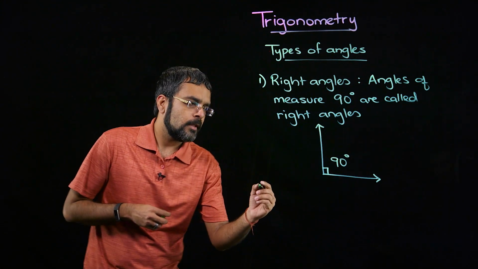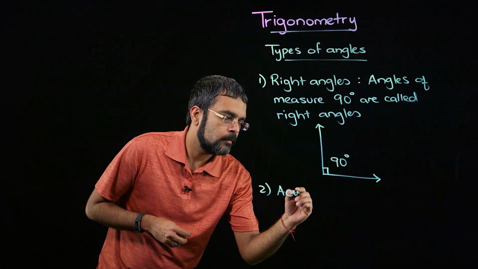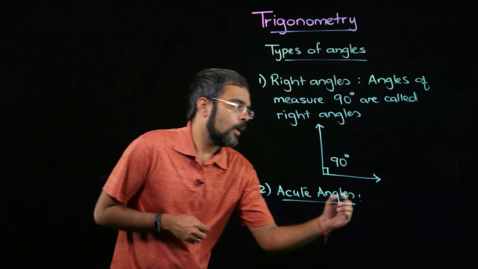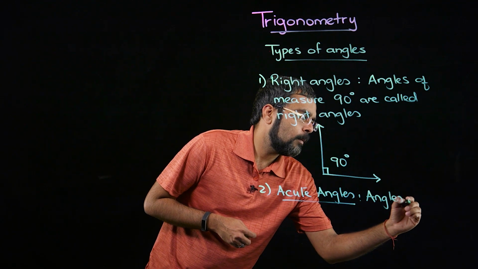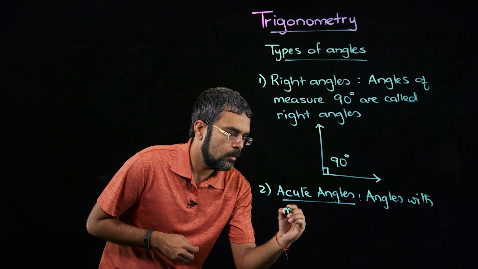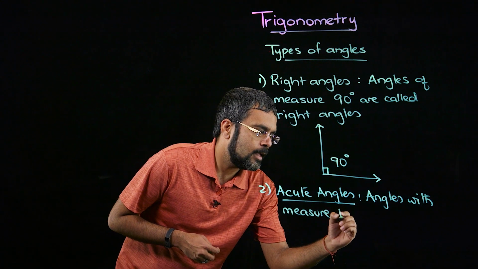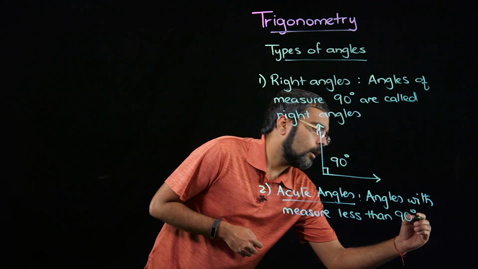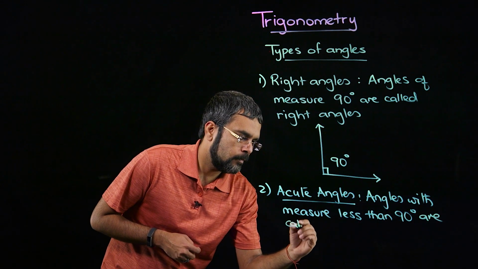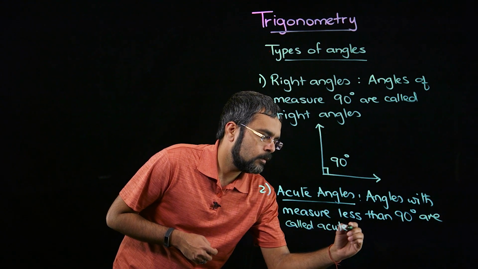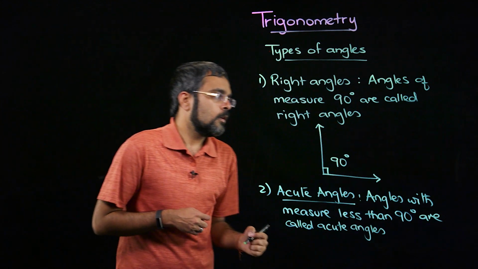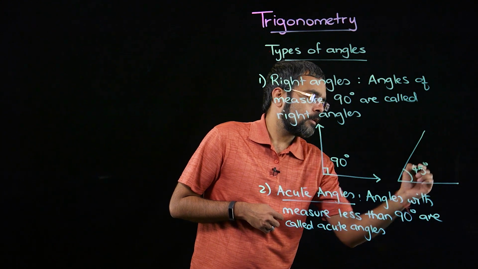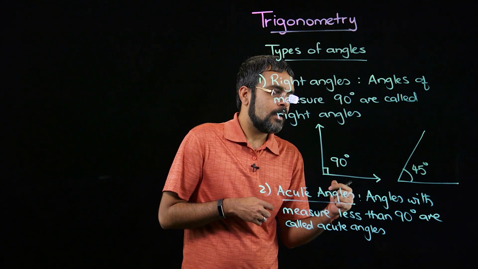Okay, then we have something called acute angles. So angles with measure less than 90 degrees, okay, are called acute angles. So in this case, I could have an angle of measure, say, 45 degrees. Well, that would be an acute angle because that's less than 90 degrees.